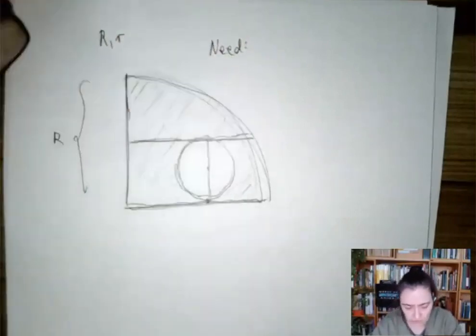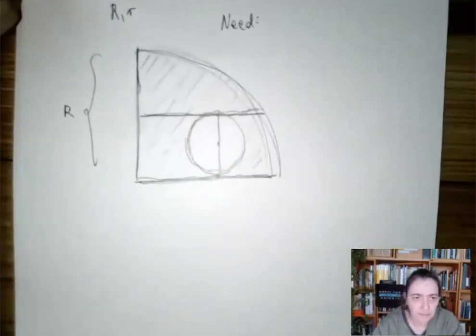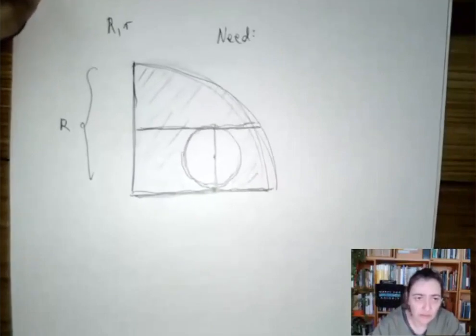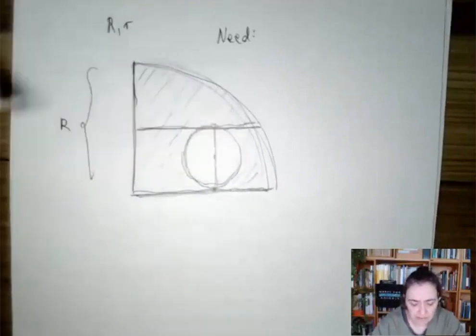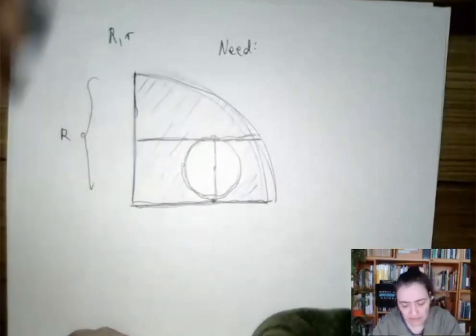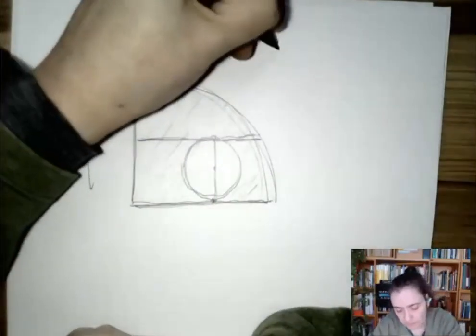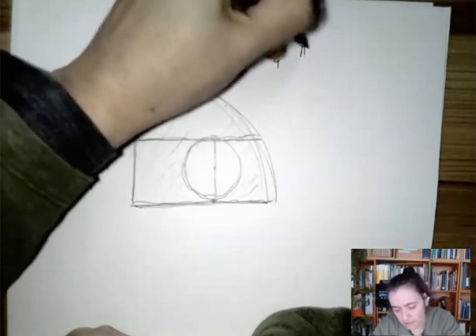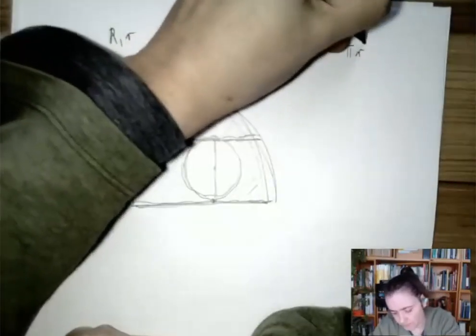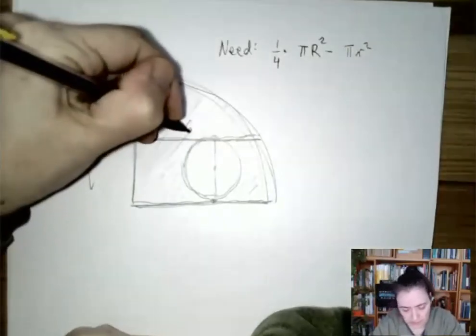I'm trying not to shade too dark. It's basically whatever is inside the quadrant, the quarter circle, but outside of this circle. And that should be a subtraction. So we're going to take the area of the quarter, which is 1/4 of the full circle, minus, oh, we know that this is 6.